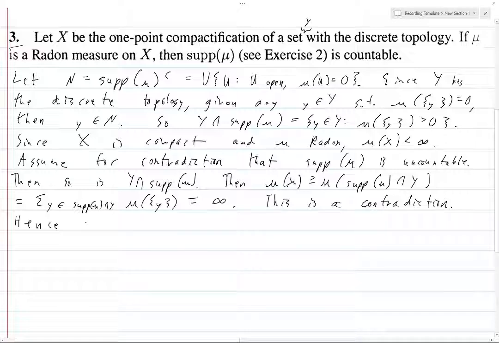Hence, the support of mu is countable. And this completes the proof.